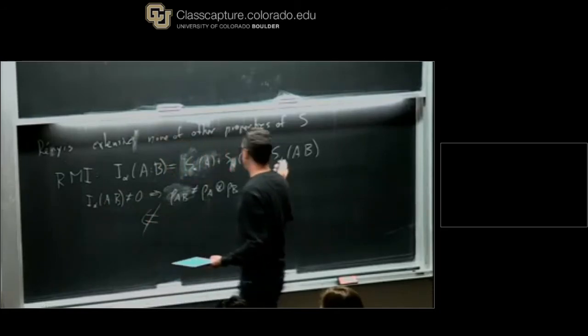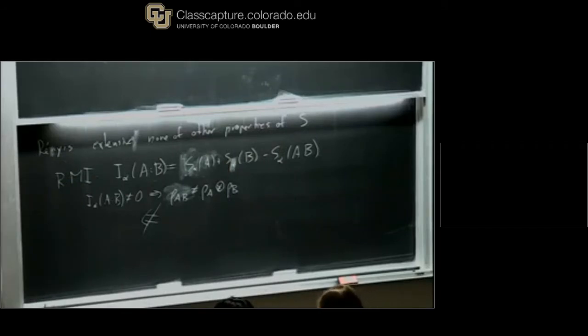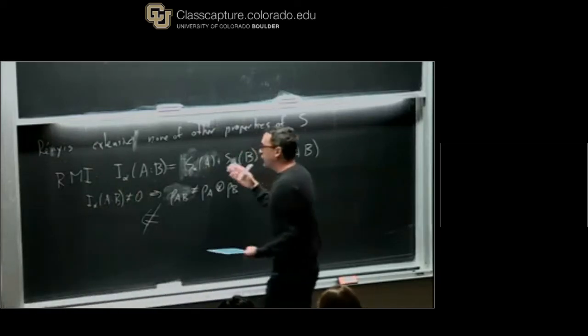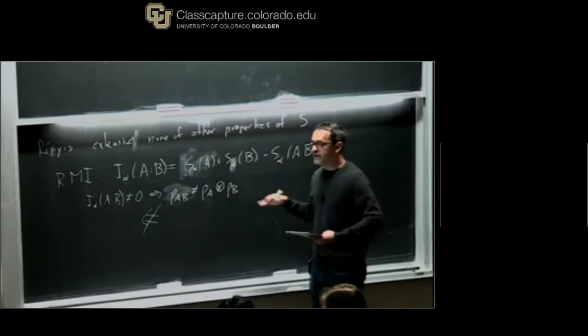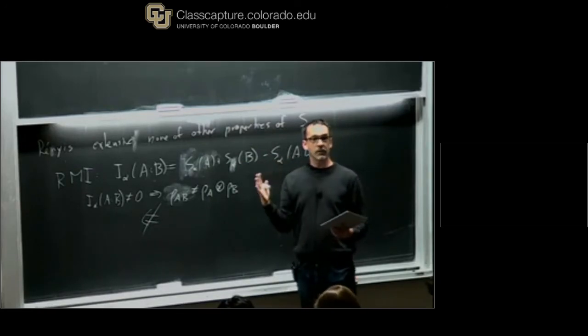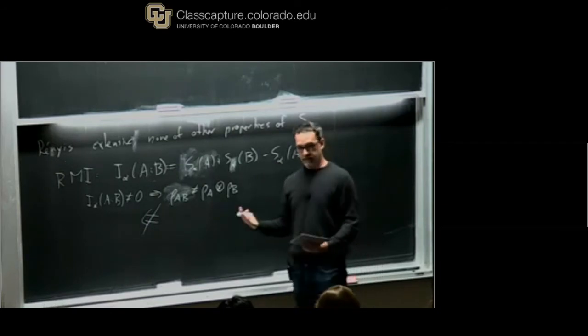Your entropies will be order n, and your Renyi entropies will be order n, because they're extensive. But your mutual information will be order 1 because there's only an order 1 amount of correlation. But your Renyi mutual information will be order n.